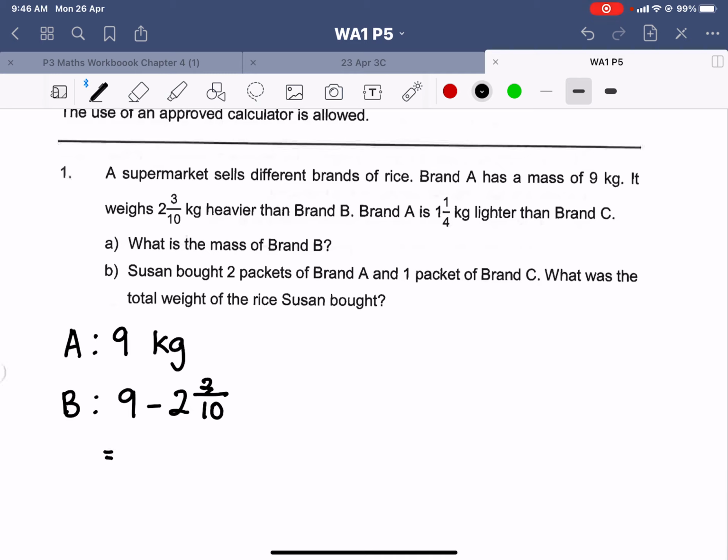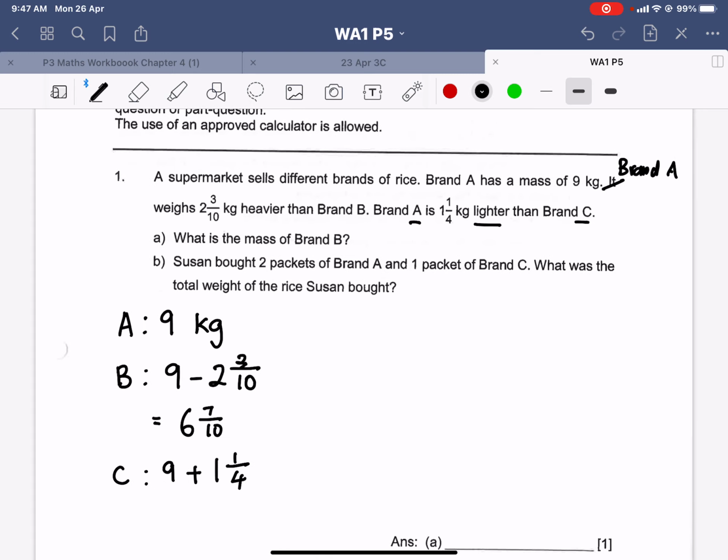They're trying to tell you that this brand A is the one that's heavier. Brand B is the one that's lighter. So lighter means we minus. So we get 6 whole 7/10. Okay, now brand A is lighter than C. So that means to say if you want to find C, C must be the one that's heavier, right? It's heavier than A by 1 whole 1/4. Brand C is the one that's heavier. Brand A is lighter.